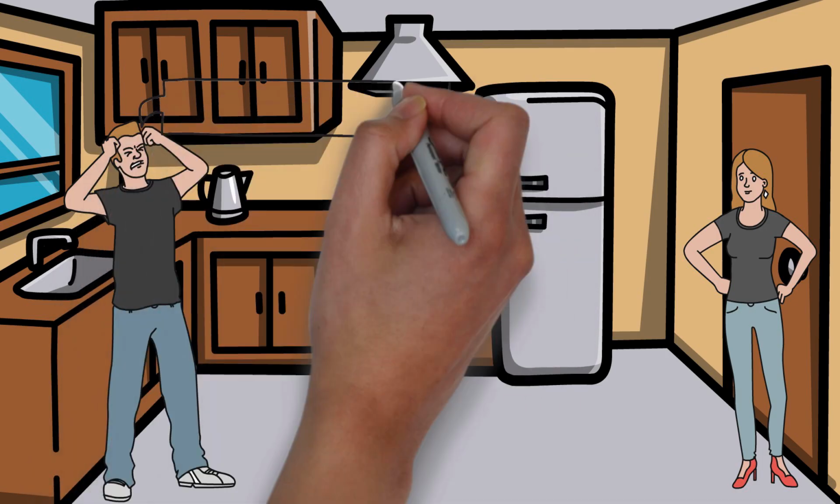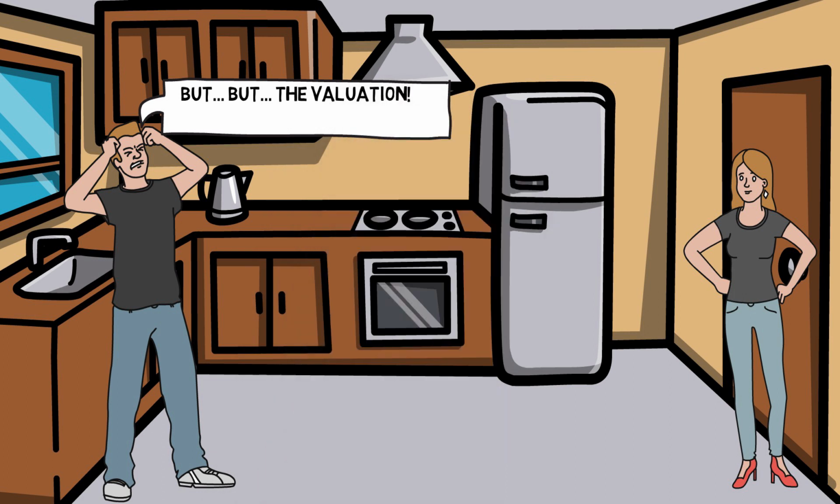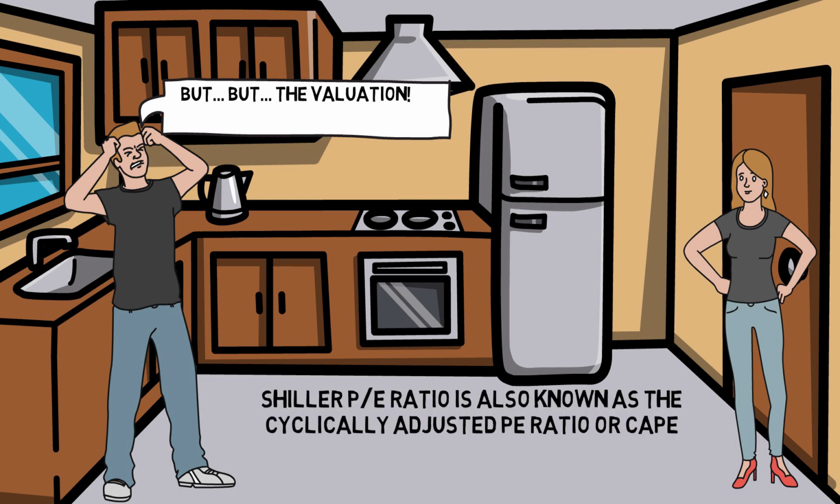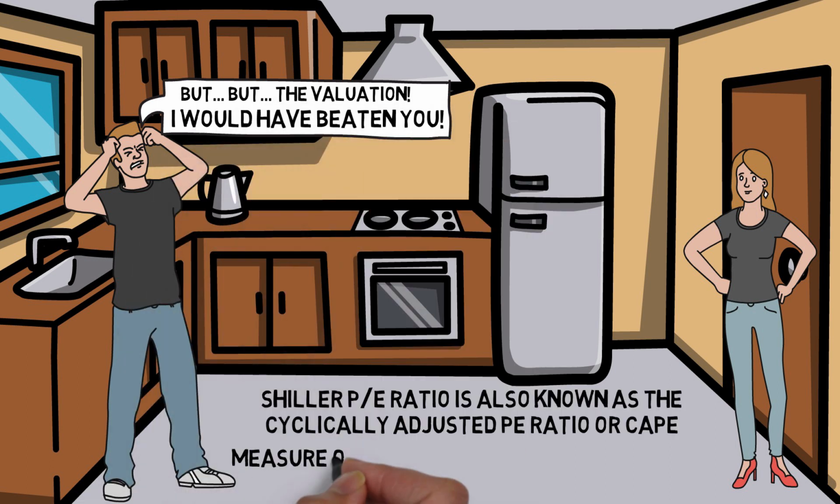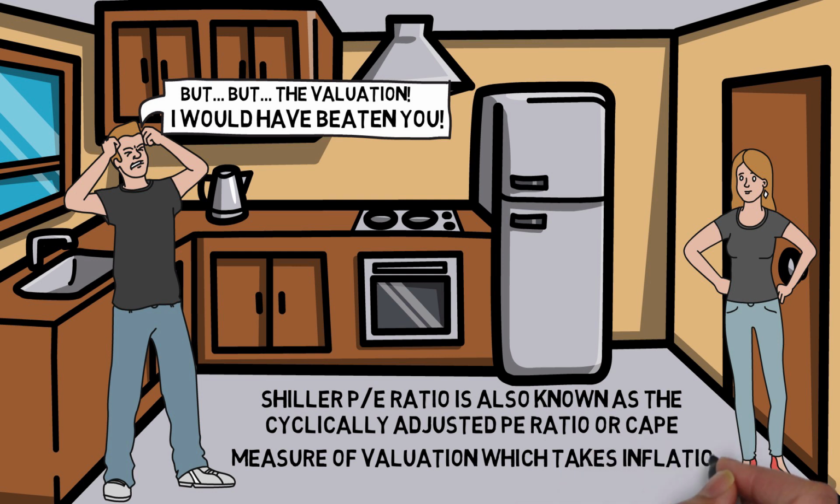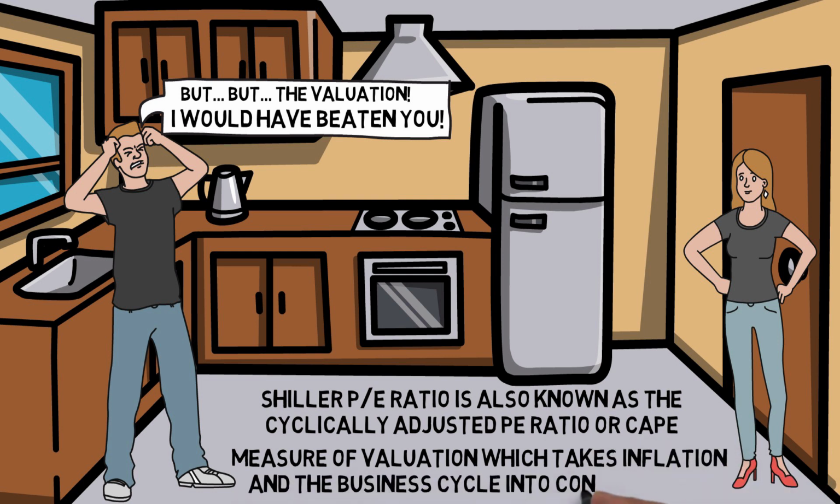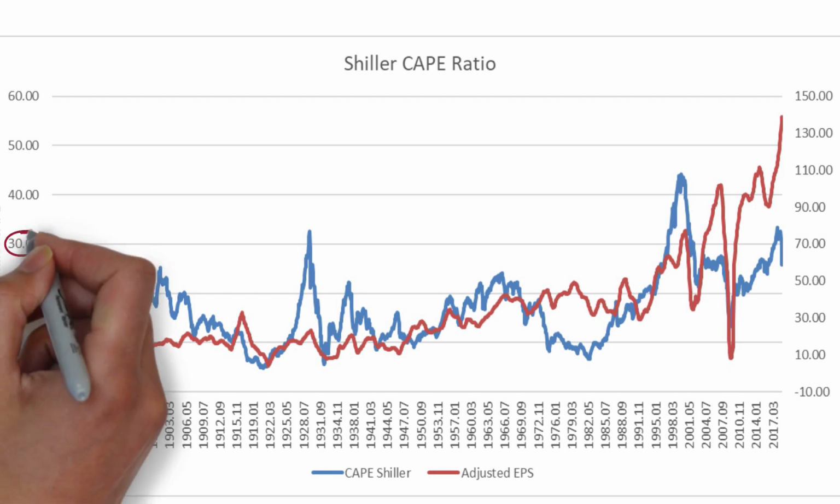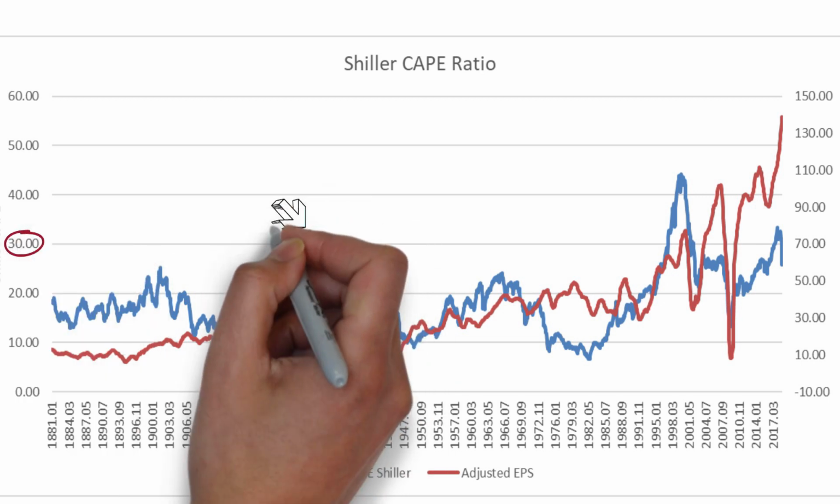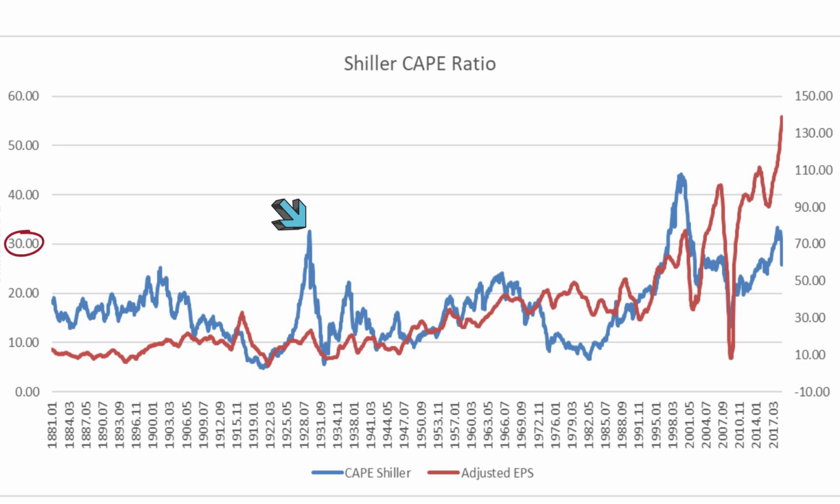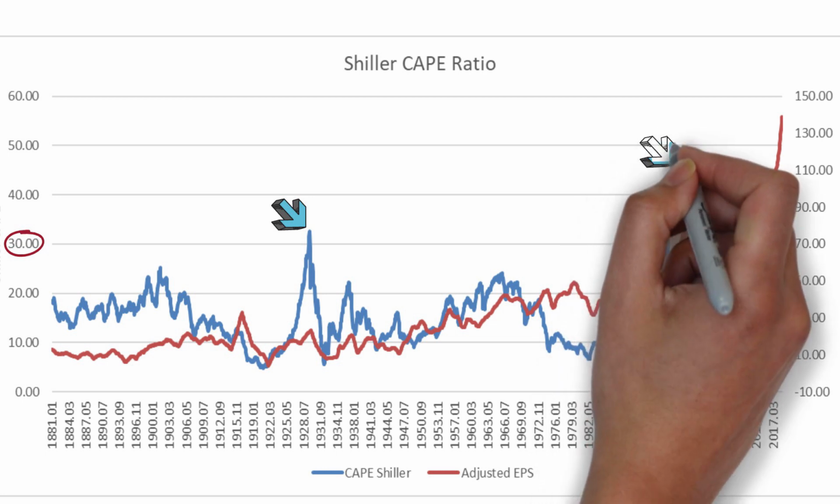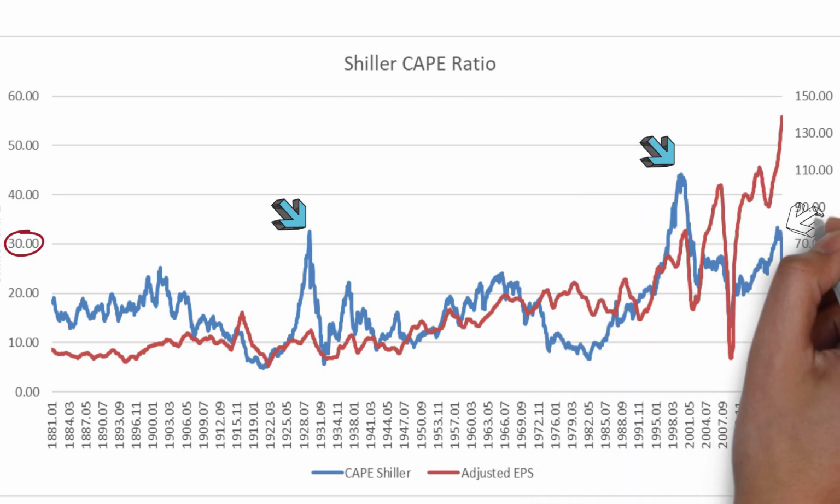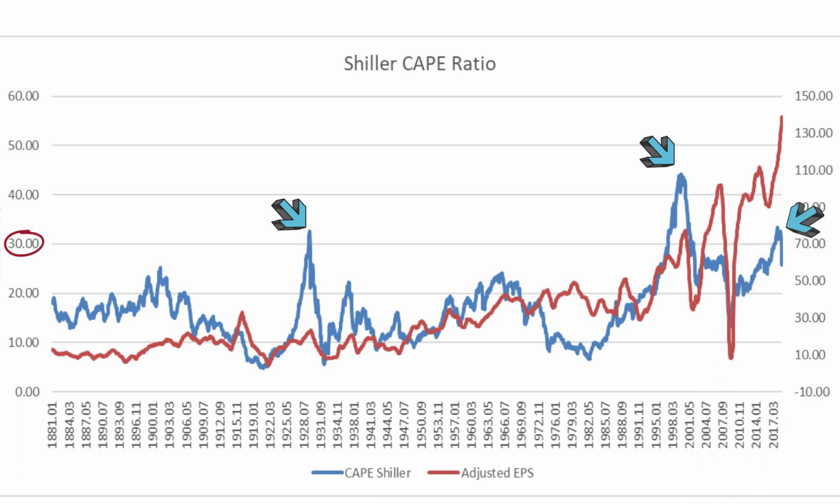Frustrated, Ben tells Maggie that she needs to consider valuation. What if she had invested when the markets were already overvalued? If the Shiller PE ratio is high, he would have beaten her. The Shiller PE ratio is a measure of valuation which takes inflation and the business cycle into consideration. Ben notes the ratio only went above 30 twice prior to recent years, once in 1928 before the Great Depression and in the late 1990s before the dot-com bubble burst. With this ratio rising again, he will win next time.